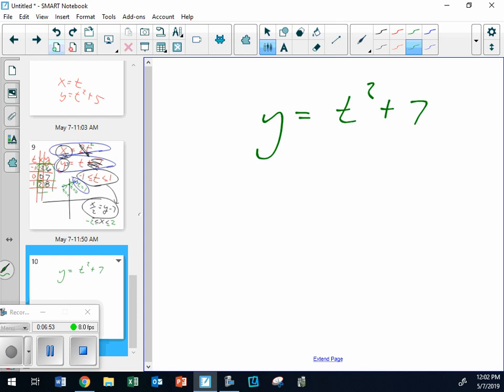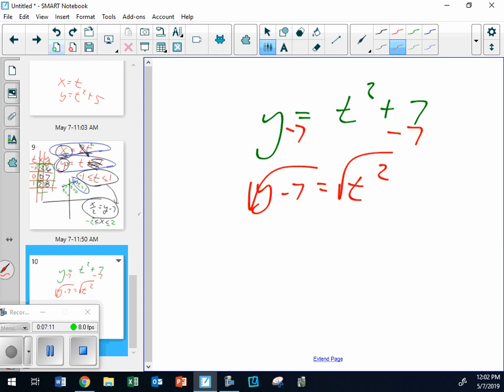Right so far. We'll do the next piece. We'll see who remembers it and who has to do the facepalm. y minus 7 is equal to t squared. Square root, square root. We're all good so far. And then here's where we separate into two camps. Some people will just do this: t equals the square root of y minus 7. What's wrong?